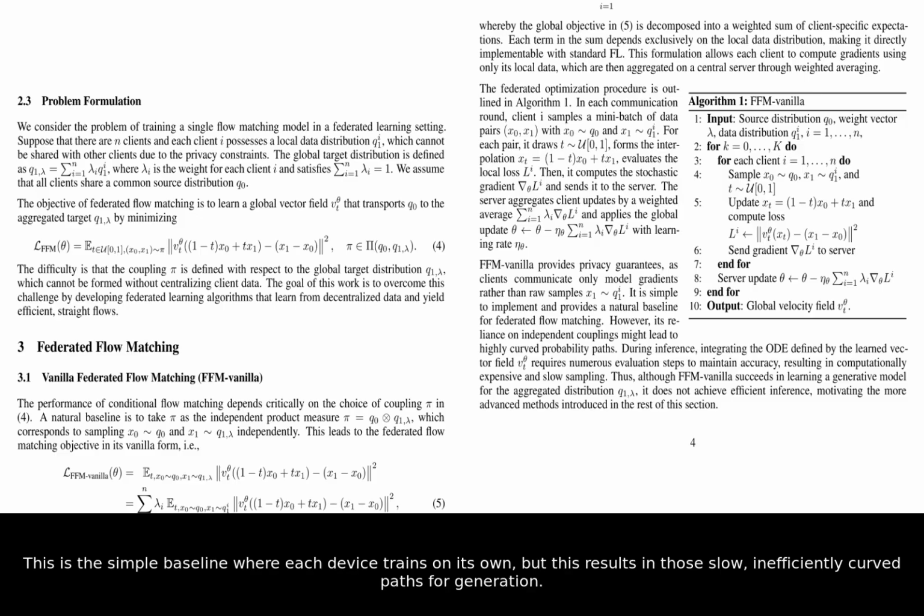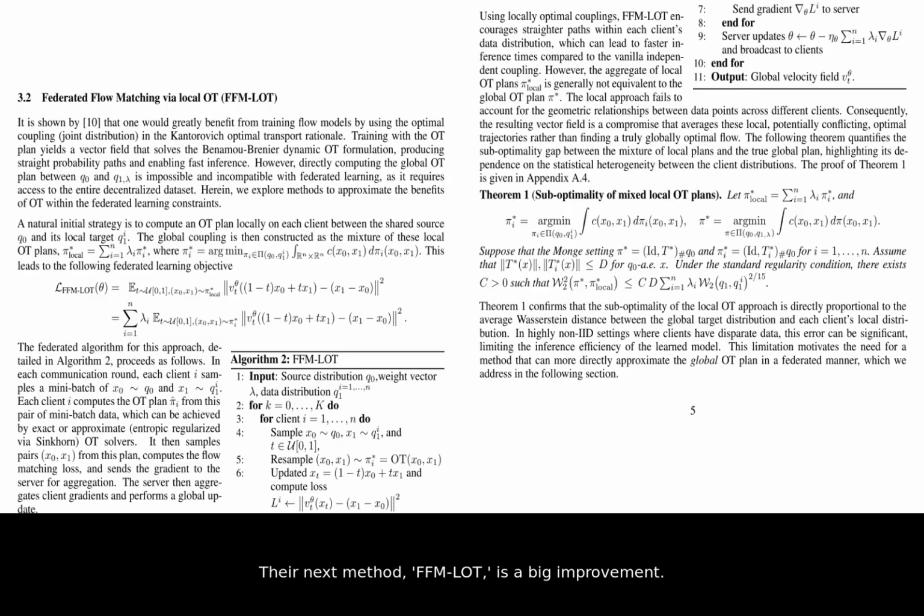This is the simple baseline where each device trains on its own, but this results in those slow, inefficiently curved paths for generation. Their next method, FFM Lot, is a big improvement. Here, each device works to find straight paths for its own local data, which is much better.